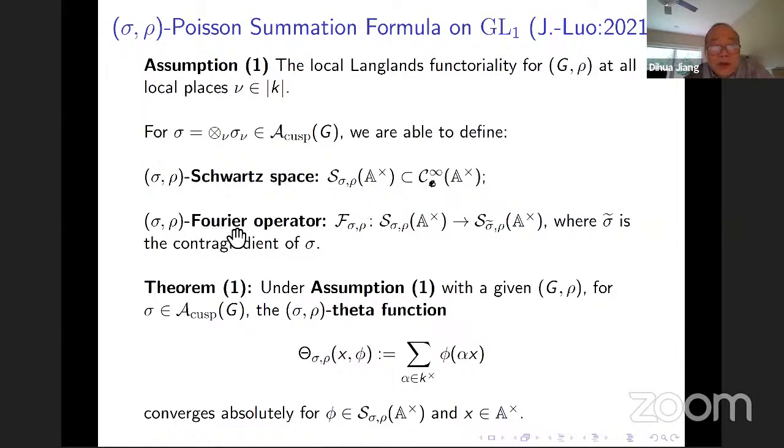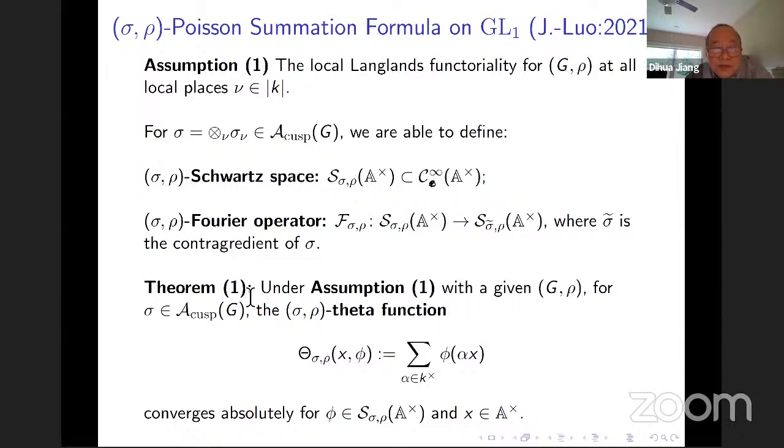And then we can define the Fourier operator, which also depends on sigma, rho. In the Braverman-Kazhdan situation, in the proposal, the Fourier transform only depends on rho, and the Schwarz function also depends on rho. But now I put sigma in the function, and put the sigma in the Fourier operators. In this case, it takes this space to the dual space. But these functions you can renormalize so that they sit in the L2 space, so that eventually this Fourier operator can be normalized so that it becomes a unitary operator in the L2 space, okay?